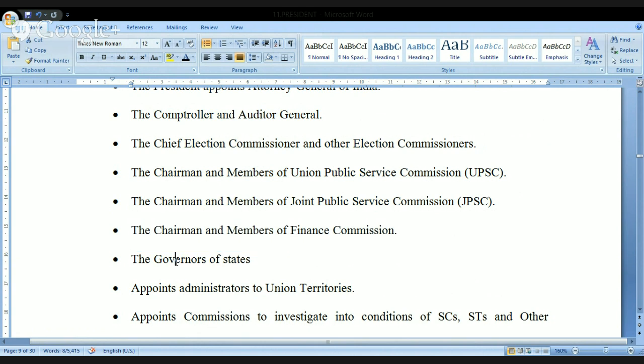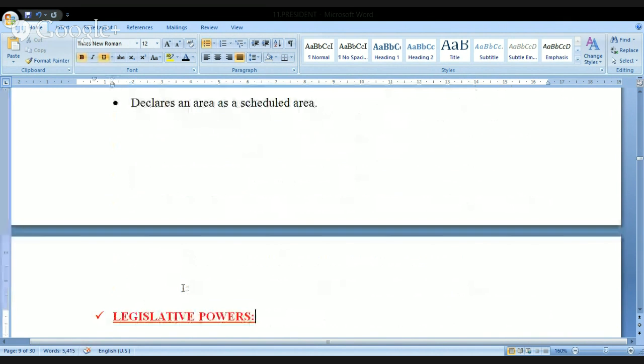And if you look at each state, every state is headed by a governor, and all the governors are appointed by the President. Similarly, if you look at the union territories, the head of the union territory is called administrator, or he may be called lieutenant governor. So the terminology may be anything. But they are appointed by the President of India. Look at this.